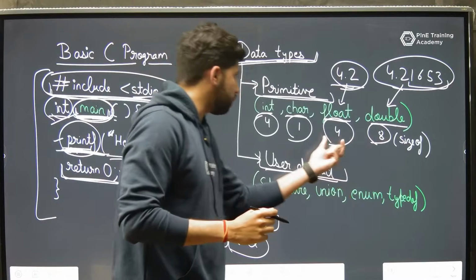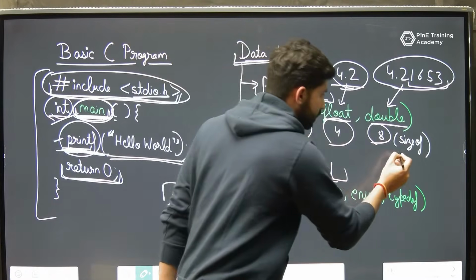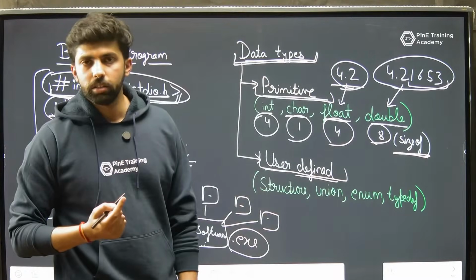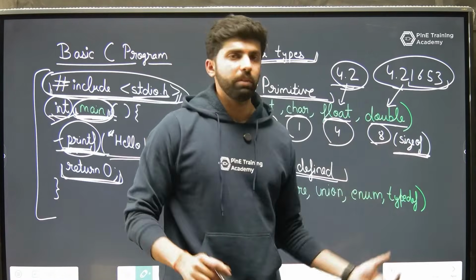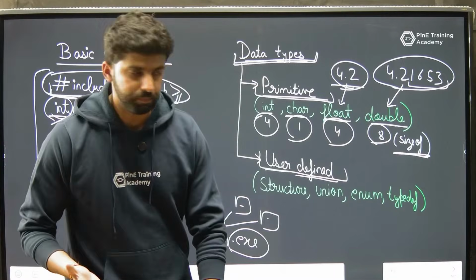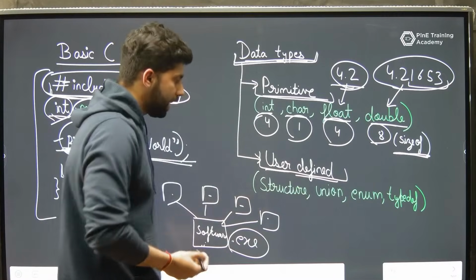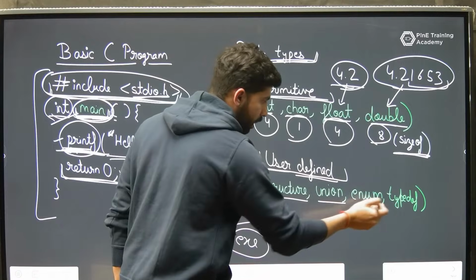And you can figure out the size of any variable using the sizeof operator. So in C language, we have a sizeof operator, and if you use it, it will tell you the size of any variable. In user defined data types, we have structure, union, enum and typedef.